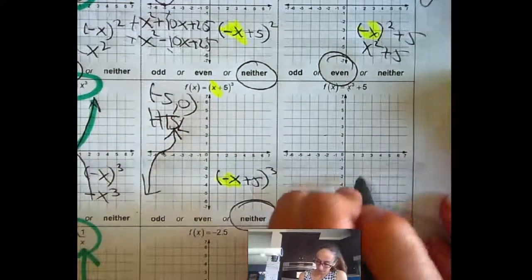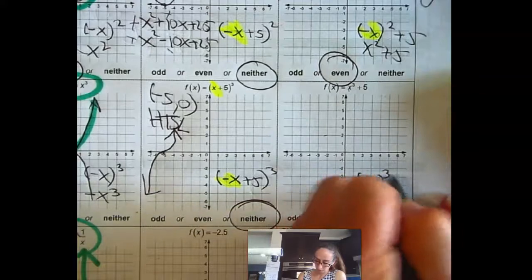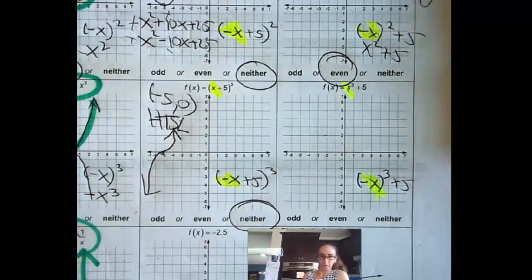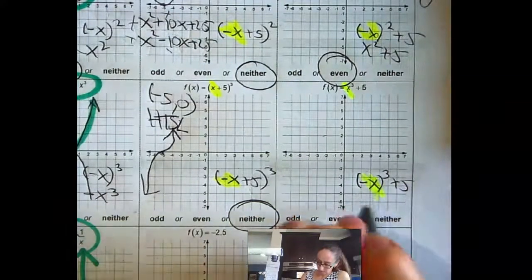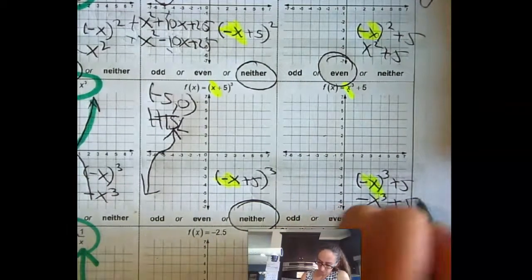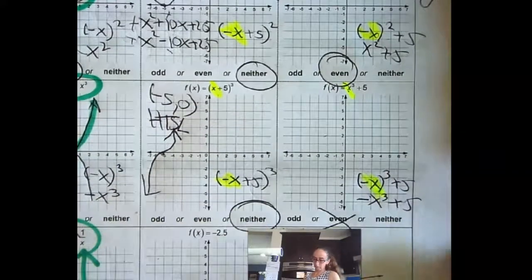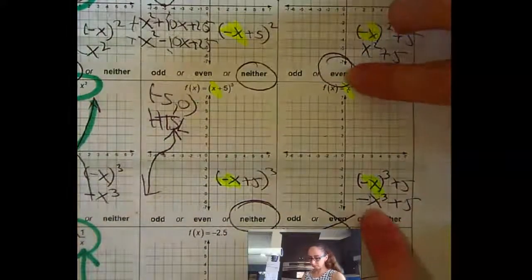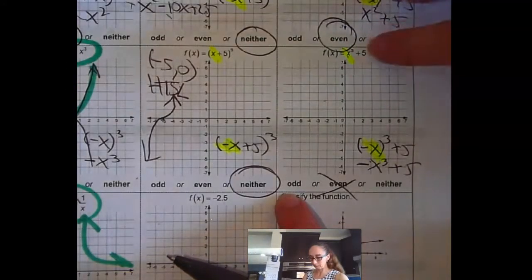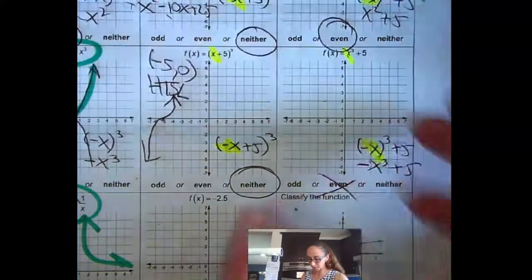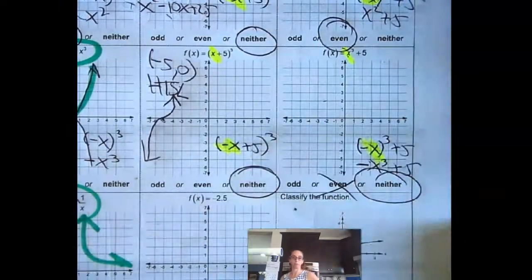I plug in negative x to this one. Sorry, it's squeaking. If I cube a negative, it stays negative. Okay, they're not the exact same thing. They're not even. This one's positive and this one's negative, so that checks the odd box. But the problem is this is positive and this is still positive. So these are the same, but these are opposite, so it's neither.